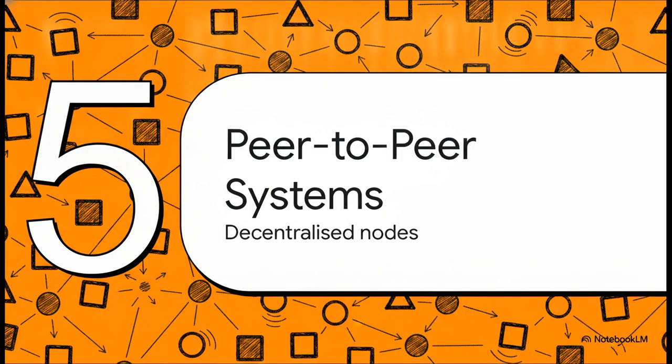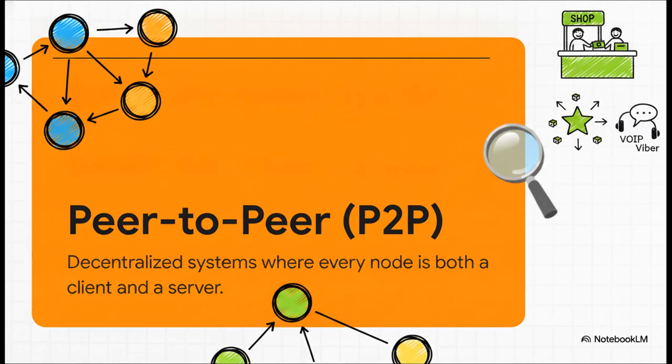Next up, Section 5, Peer-to-peer or P2P systems. In this architecture, those traditional, rigid boundaries of clients and servers, they completely disappear. By definition, peer-to-peer systems are decentralized. Every single computer or node on the network is both a client and a server simultaneously. To use a simple analogy, it's kind of like a store where everyone is both a customer and a cashier. Familiar examples of this include the BitTorrent protocol for file sharing or VoIP apps like Viber, where the overall system relies on the computational power of the users themselves.